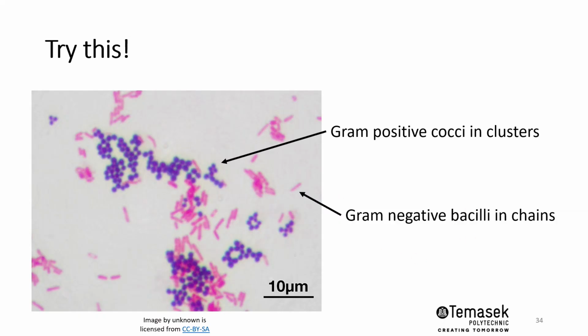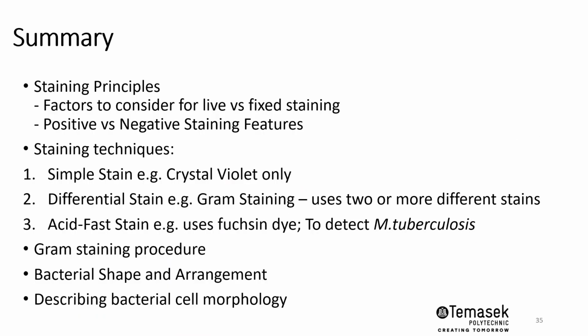In summary, we have gone through some of the staining principles. We talked about the factors to consider when you prepare specimens for staining and microscopy. We compared the difference between live and fixed staining, as well as positive and negative staining, depending on the dye and the cell components that have been stained, the objective of your experiment, as well as the microscope that's available for your use.